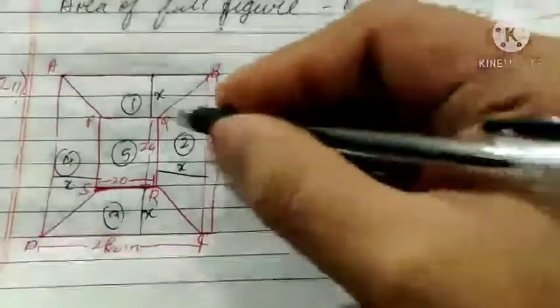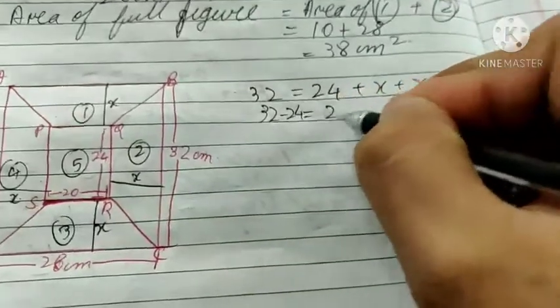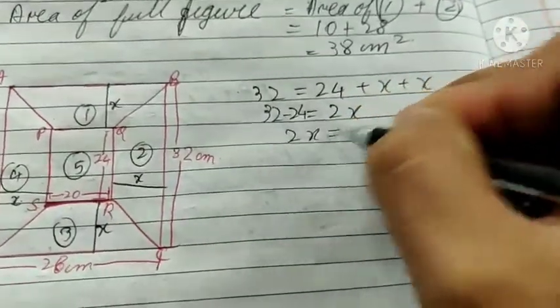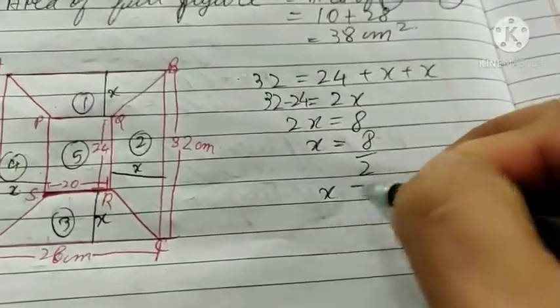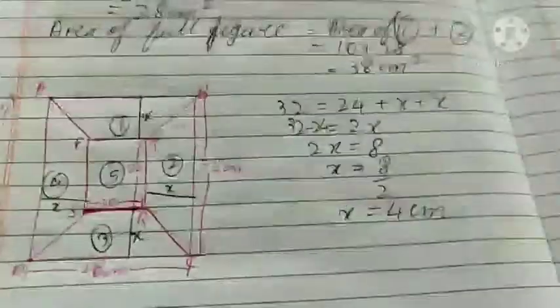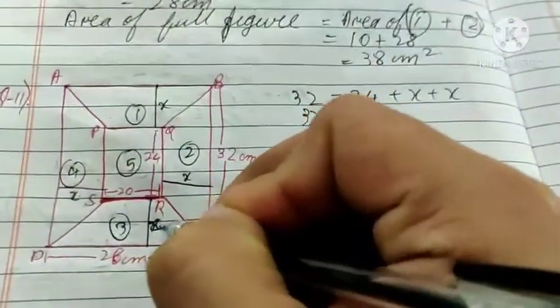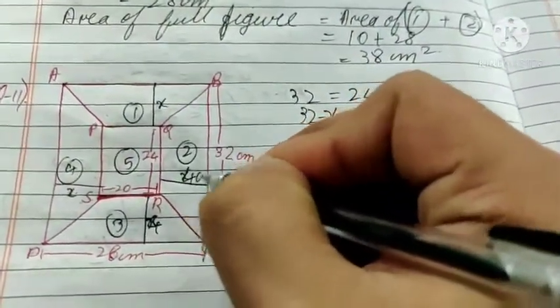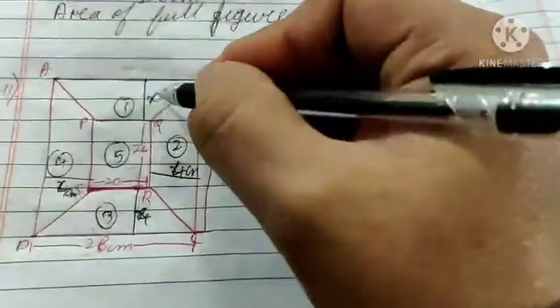So what will be the value of this x? That is 32 minus 24 equals to 2x. 2x is equals to 8. X is equals to 8 upon 2. So x is equals to 4 centimeters. All these sides are given in centimeter. This 24 and 20 are also in centimeter. So this is 4 centimeter. This is also 4 centimeter. This is also 4 centimeter. This is also 4 centimeter.